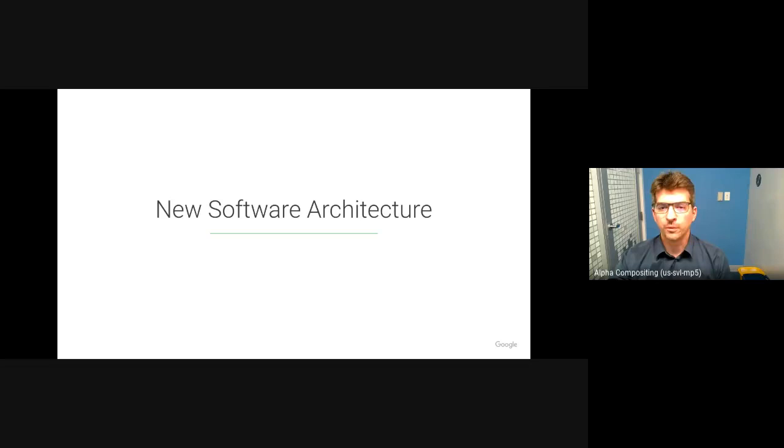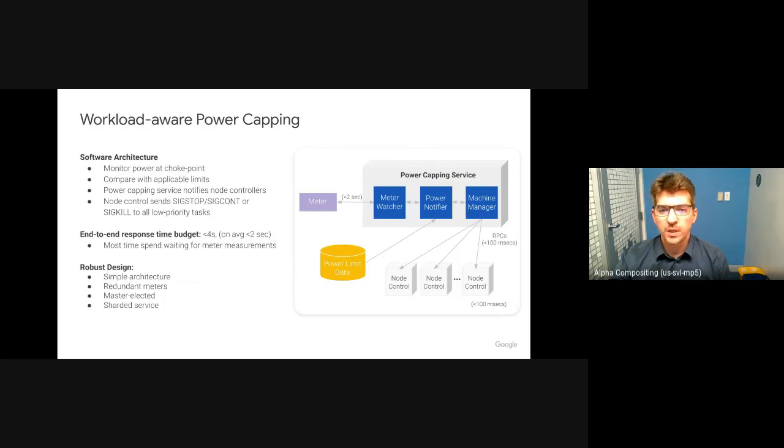Thank you, Varun. So the architecture of our power capping solution puts an emphasis on simplicity, speed of response, and robustness. The power capping service is comprised of three modules. The meter watcher module polls meter devices at the choke point of the architecture every second. The power notifier module compares the measurements with the applicable capping threshold depending on the active power path in the system. When measured power is higher than the capping threshold, the machine manager module signals individual machine controllers with remote procedure calls to set low priority load with a SIGSTOP or SIGKILL signal.